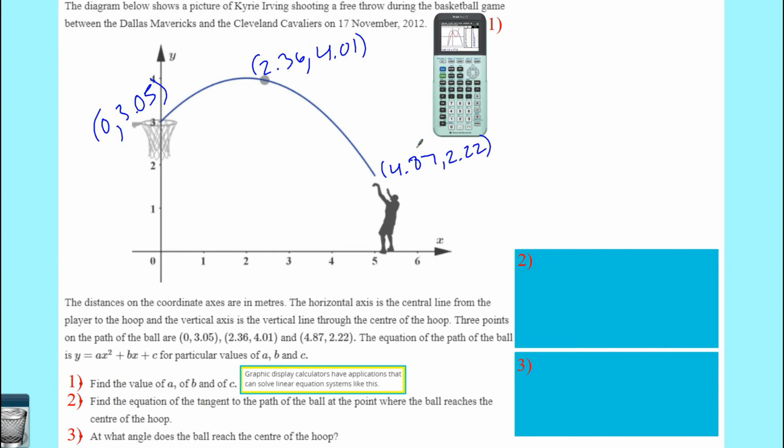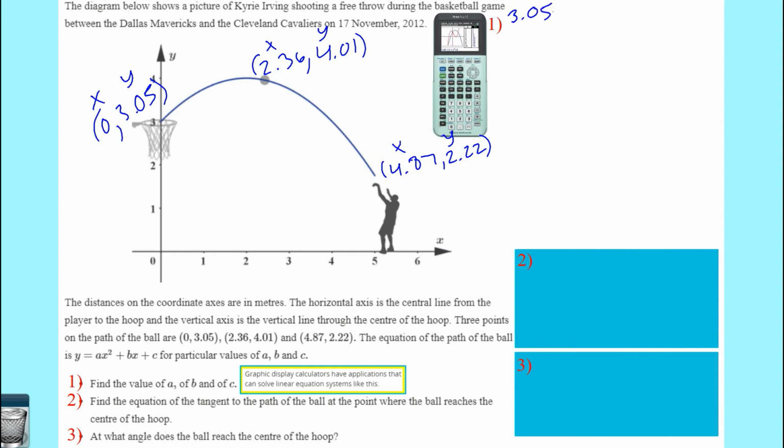The equation is here. So find the values of A, B, and C. So this is something cool that your graphing calculator can do. So here, these 3 points are just any x and y, right? So we can plug those into our equation one at a time. So let's plug in this one first.